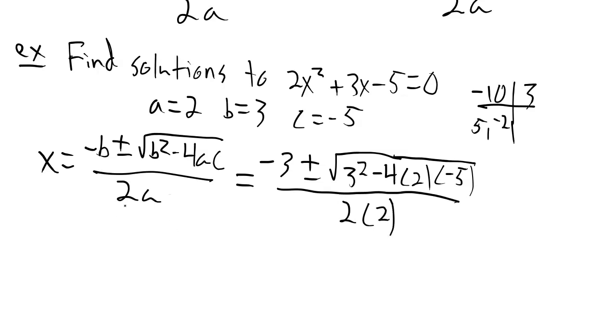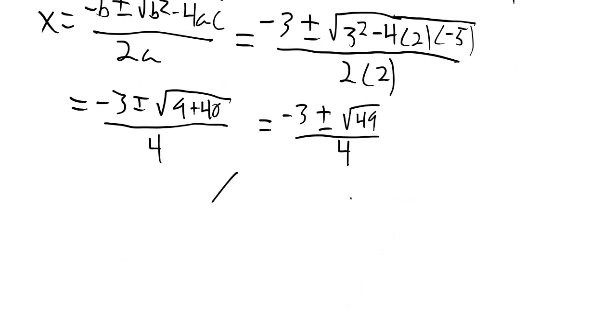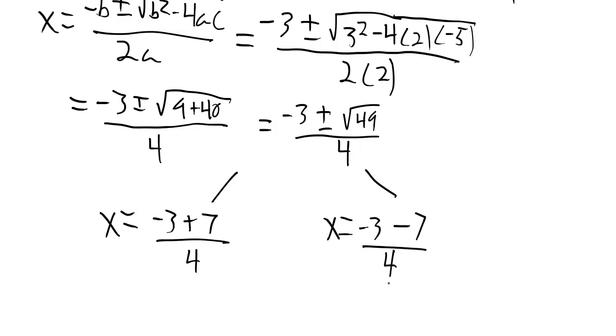So this is equal to negative 3 plus or minus the square root of 9 plus 40 over 4. Or when we simplify this, that's negative 3 plus or minus the square root of 49 over 4. Square root of 49 is 7, so we can use that. We're going to split this up into two parts, the plus and the minus. So we get x is equal to negative 3 plus 7 over 4. And we get x is equal to negative 3 minus 7 over 4.